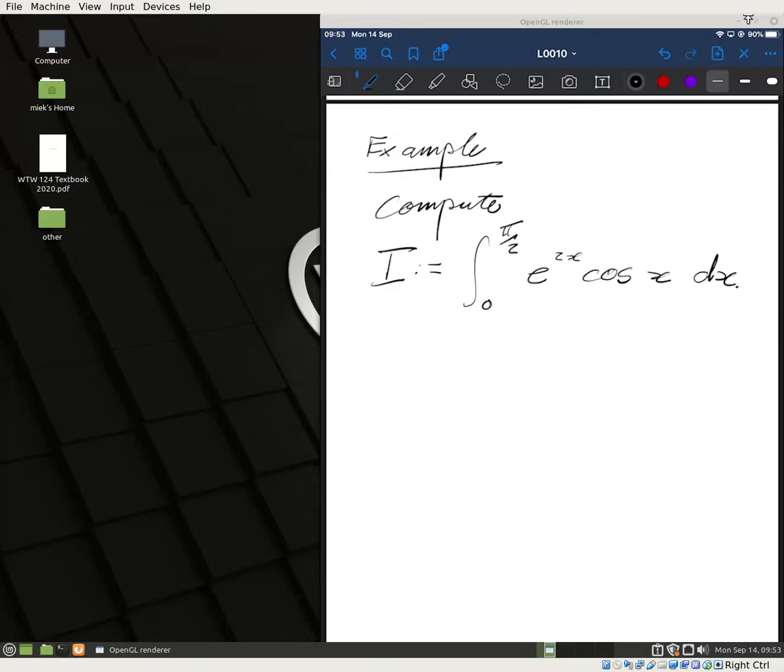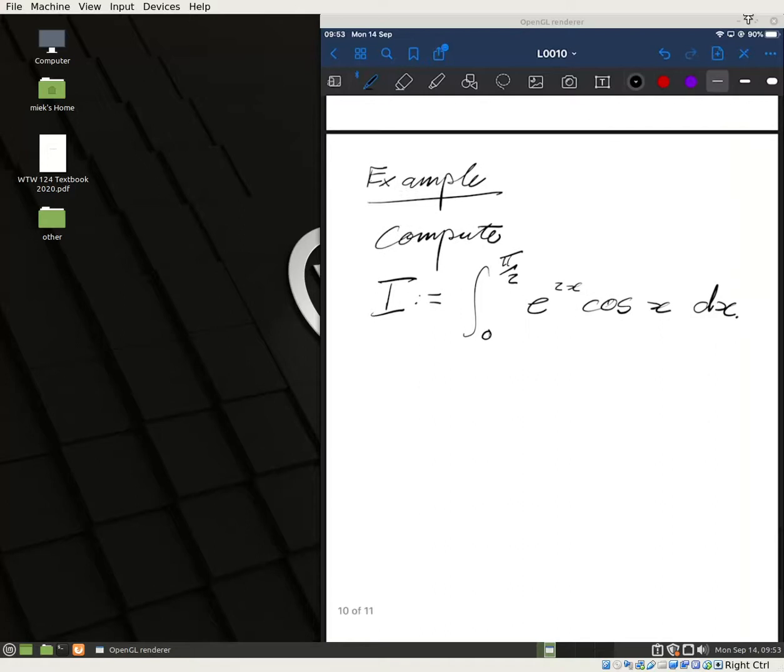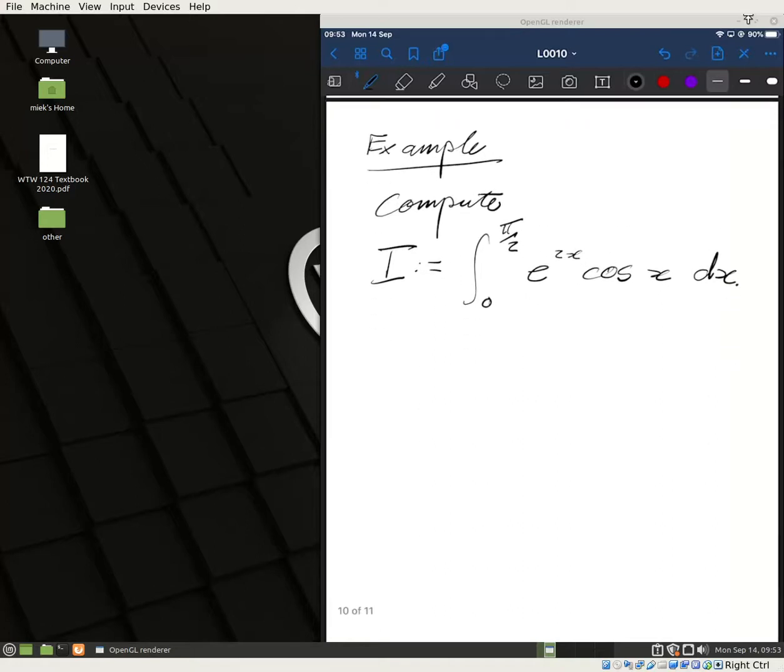Okay, let's take a look at this example. So we want to compute the following integral. And we see here we've got the product of two functions. Okay, so let us try to use integration by parts to compute this integral. Okay, let's see what will happen.